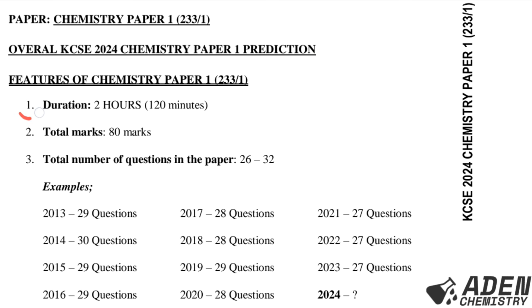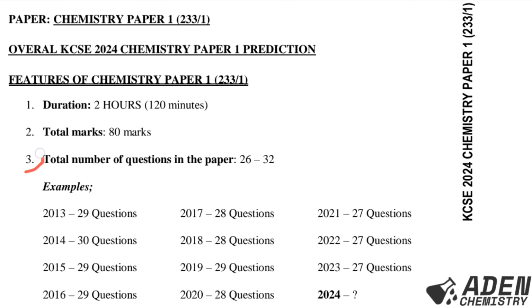Number 1, let's start with duration. How long does it take for a chemistry paper 1 to be done? It takes 2 hours. When we convert it into minutes, we are going to have 120 minutes. Number 2, let us see the total marks. How many marks does chemistry paper 1 have? It is having 80 marks.